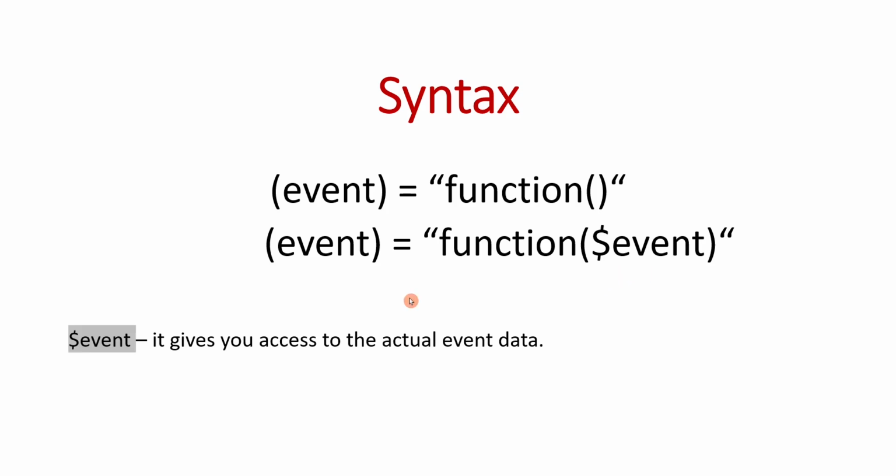So let's summarize. Event binding uses round brackets. Whenever that event happens, Angular calls the function from your TypeScript file. So this function is written inside the TypeScript file. $event gives you access to the actual event data. So whatever event happened, all the data is inside this $event. Now let's do some examples.